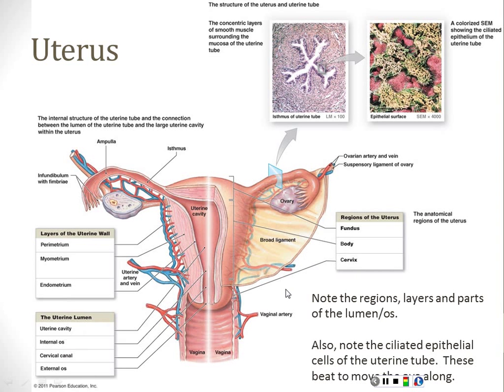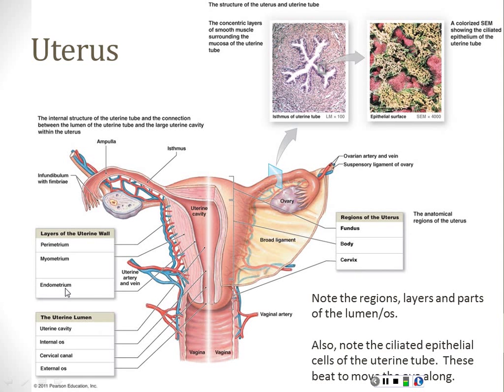And then the cervix, like I said, is the part of the funnel that extends down into the top of the vagina. Okay. The wall of the uterus has basically 3 layers. The perimetrium is the outermost layer. It faces the abdominal cavity, the pelvic cavity. The myometrium is the thick muscular layer here. And then the endometrium is the inner lining of the uterus.